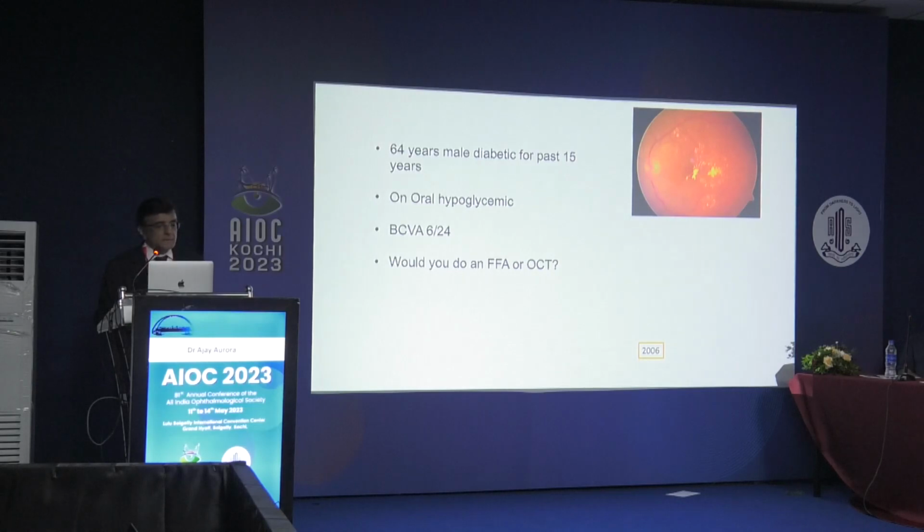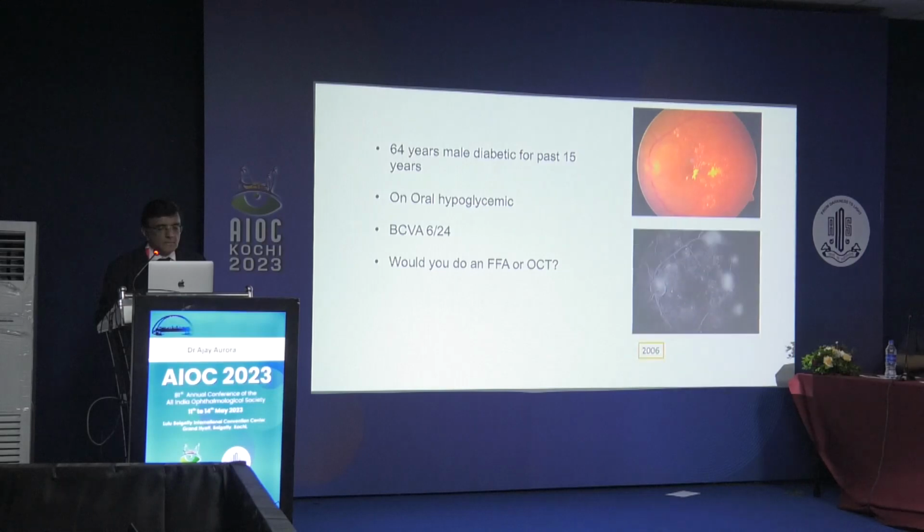I'll just show you some examples with a 64-year-old male diabetic patient. These are again old pictures, almost 15-16 years back. On oral hypoglycemics, best corrected visual acuity is 6/24. The question is, would you do FFA and OCT? That time OCT was not available. We did an angiogram.